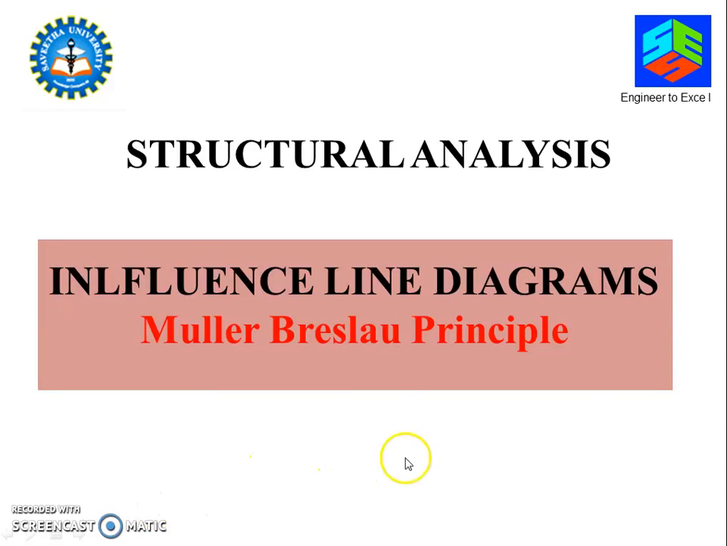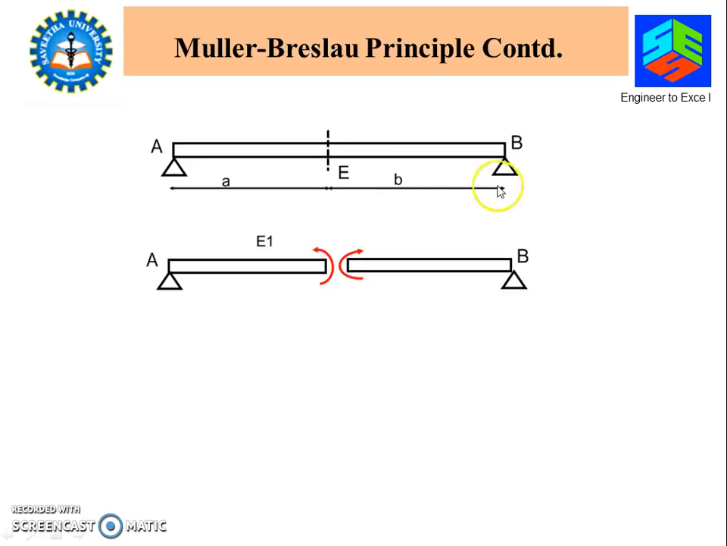Okay, in this lecture we will see how to draw the quantitative influence diagram for the moment for a simply supported beam using the Muller Breslau principle. Remember, in the first session we drew only the qualitative influence line diagram, which shows only the deflected shape and does not show any values. Here we will derive the values. That's why it's called the quantitative influence diagram.